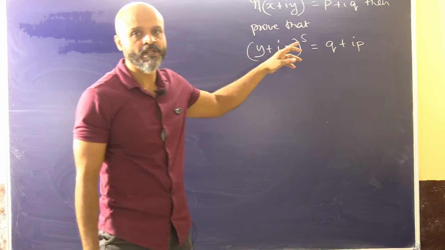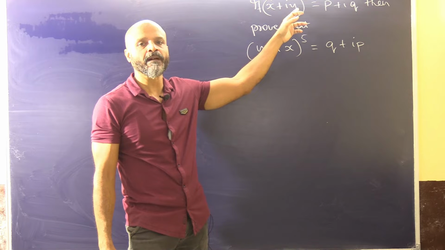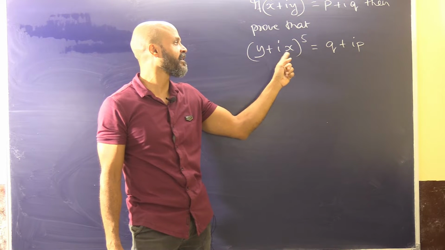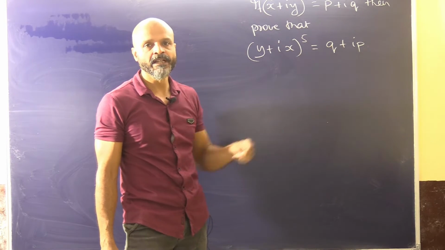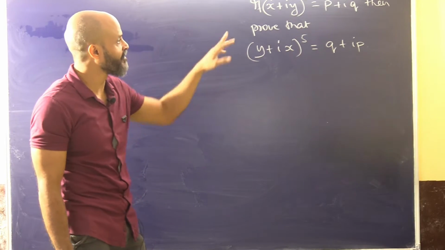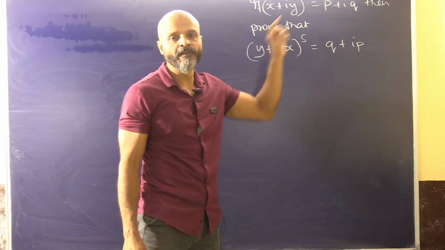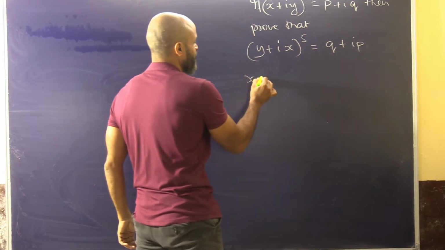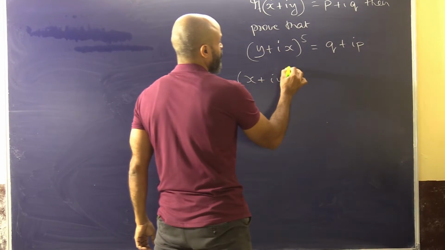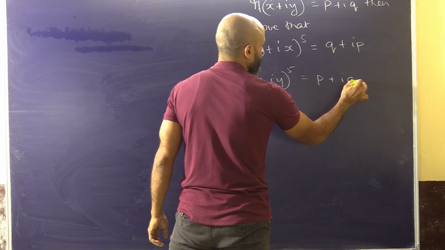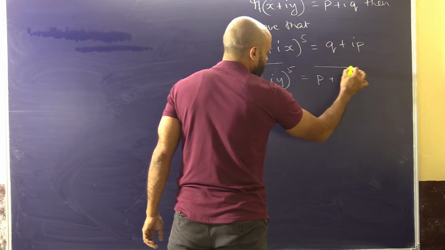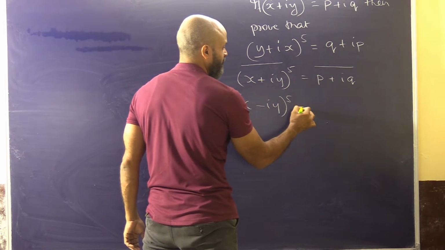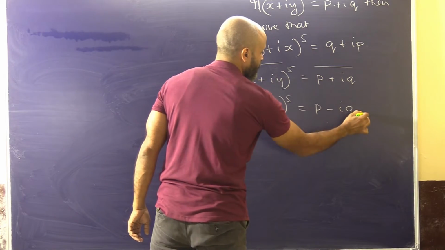Okay, so here we have this question: (x + iy)⁵ is equal to p + iq. Then prove that (y + ix)⁵ is equal to q + ip. See, if we have complex numbers as equal, then the conjugate pairs will also be equal. So in this case we can say (x + iy)⁵ is p + iq, so it means that their conjugates will also be equal, which means (x - iy)⁵ will be equal to p - iq.